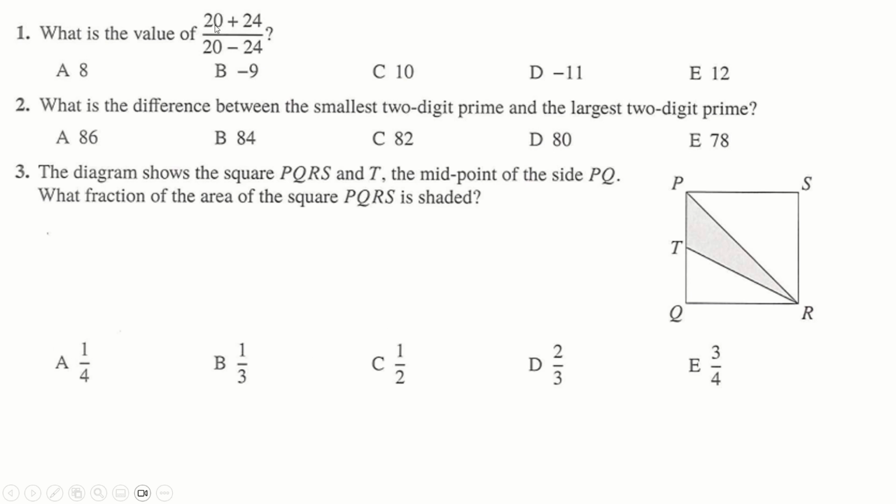This is the intermediate math challenge from 2024, and we will probably do it super quick. Question 1. At the top is 44, at the bottom is -4. They divide to make -11.